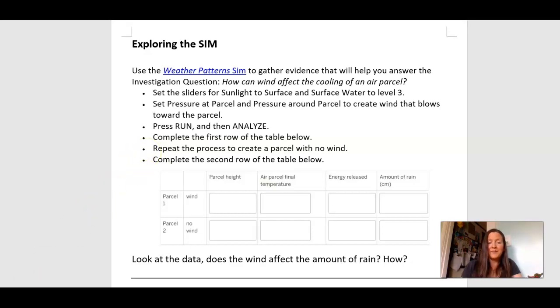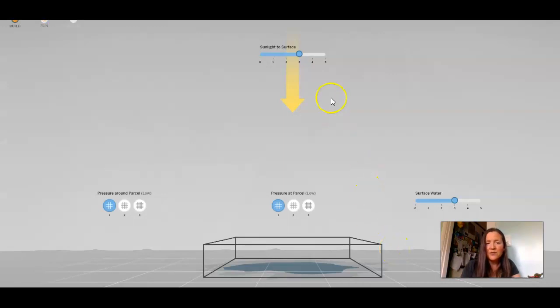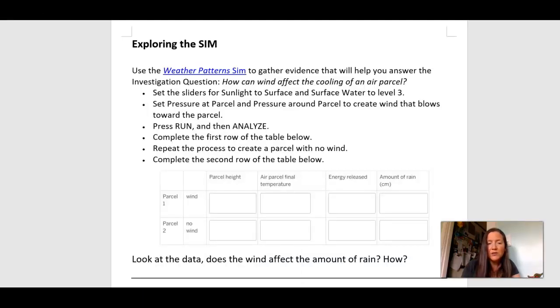So I'm going to get the sim up, and then we're going to walk through it together. All right, here's our sim. So we have our sunlight to surface, right? We have our surface water, and then we now have these pressure at air parcel and pressure around air parcel. So let's see what we're supposed to set our sim at. So it looks like our sunlight to surface and our surface water are going to be at level 3, all right? And our pressure, we're just supposed to set our pressure to create some wind, okay? And then we're going to press run and analyze.